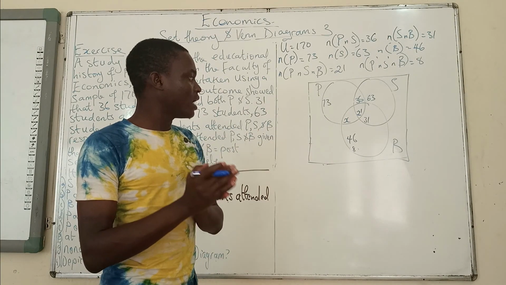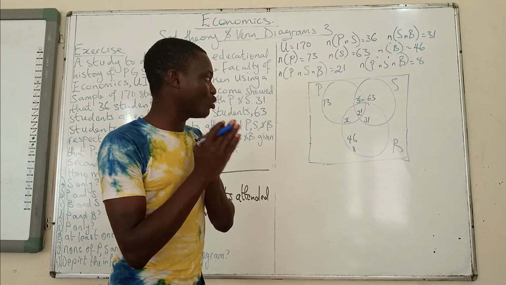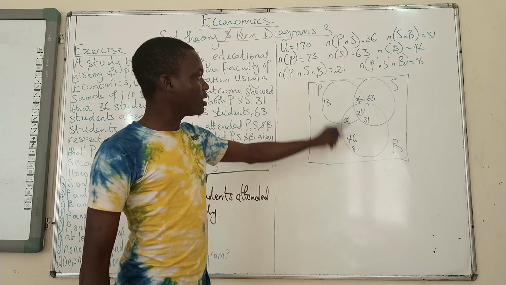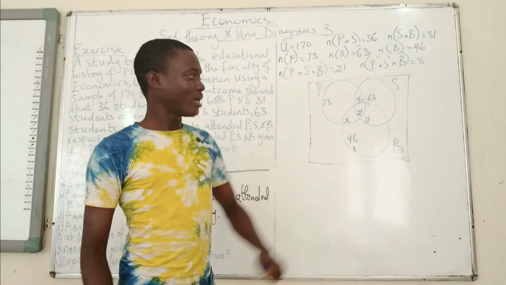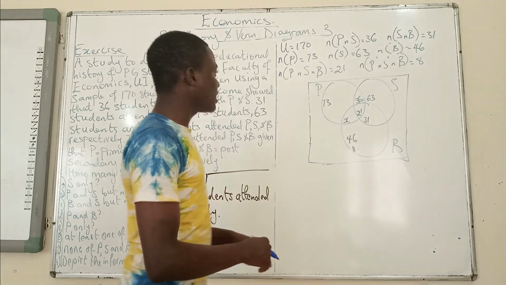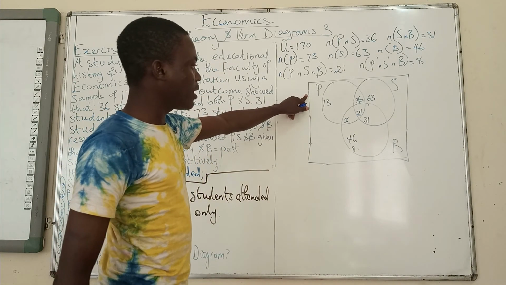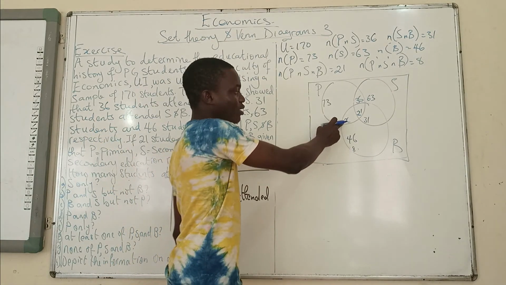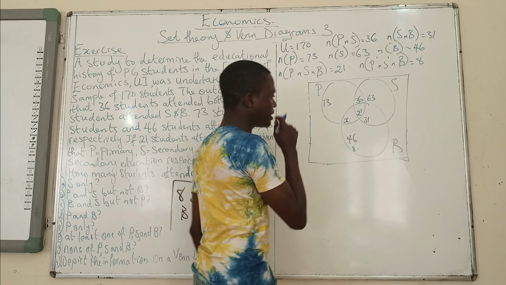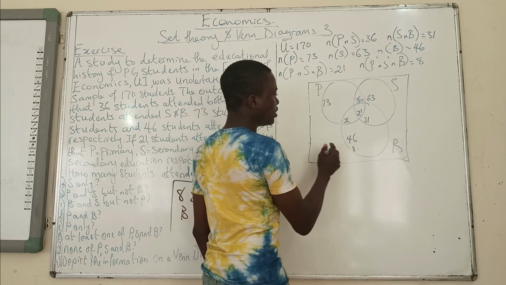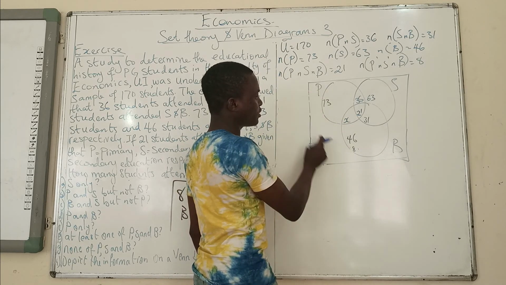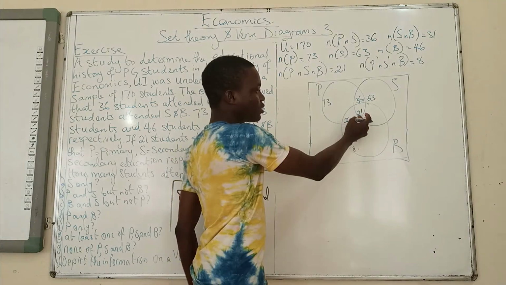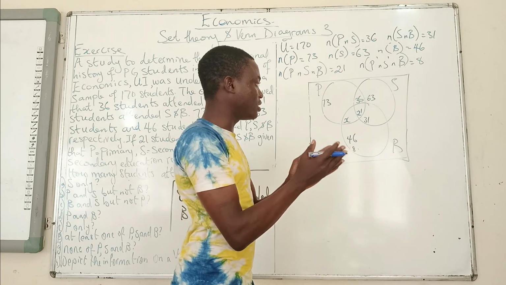So for us to get the number of people that attended B only, we need to deduct the number of people that attended P and B only, S and B only, and all of that. So how are we going to do that? To get the number of students that attended primary and post-secondary education only, the value here is X, right? So if the value here is X, how do we get P and B only? It's going to be the number of students that attended P and B minus the number of students that attended the 3. Okay, 21 students attended the three schools.